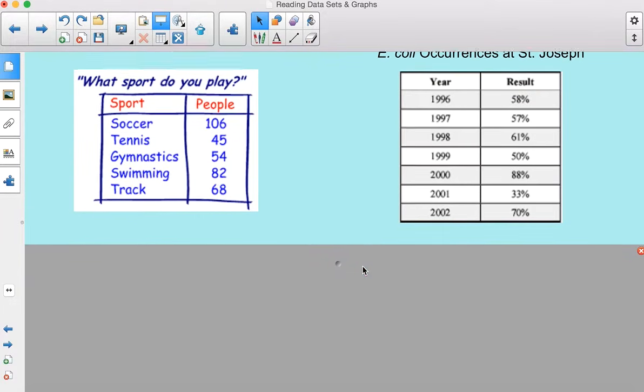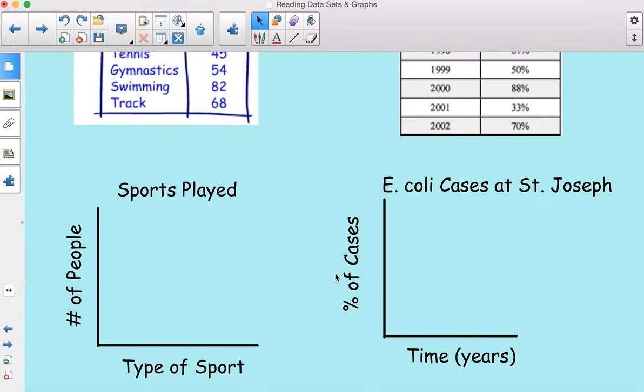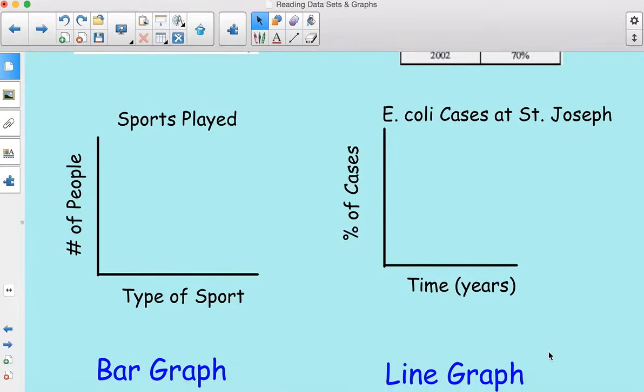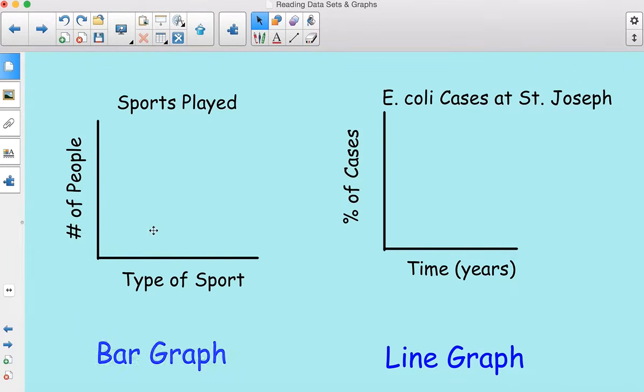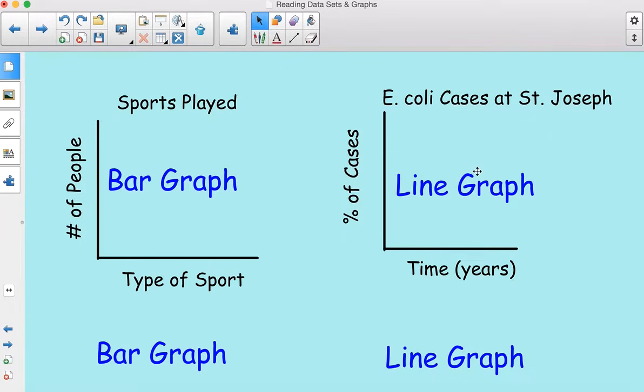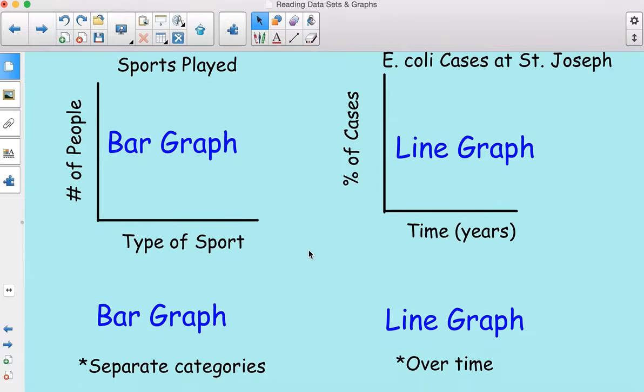If I were to graph these, they're going to be set up very similarly, in fact, almost identical. Right here, I have the number of people. Over here, percentage of cases. Both graphs have a title, and both of them have your label on the x-axis. However, this one is going to end up being a bar graph. This one will end up being a line graph. Let's take a look at why.